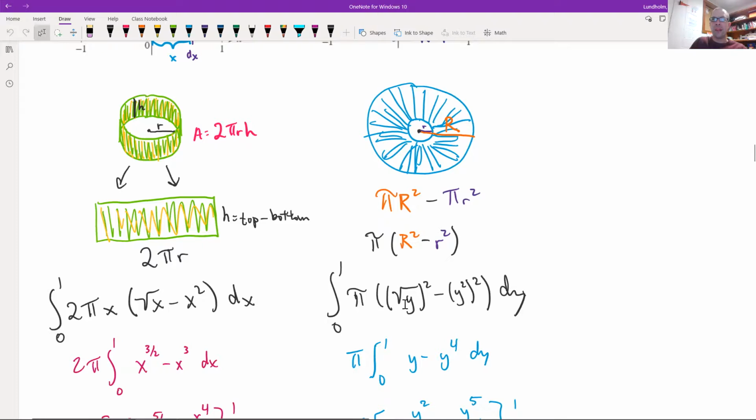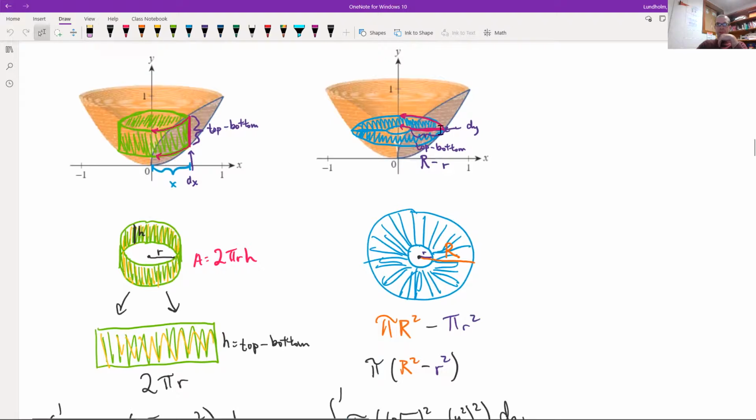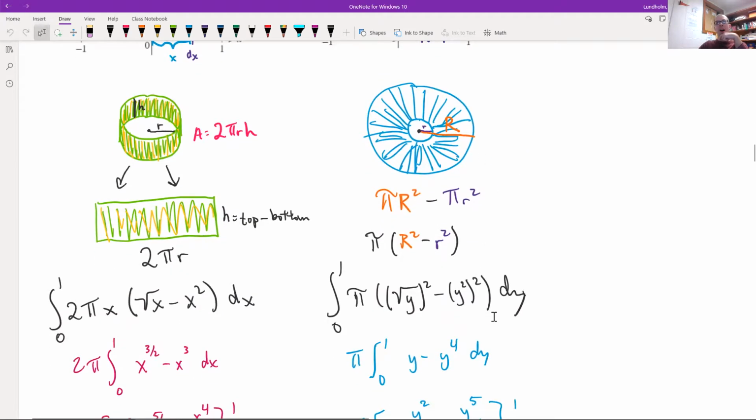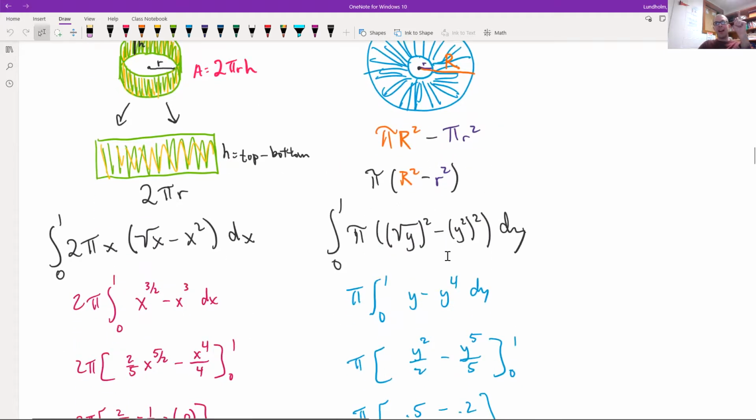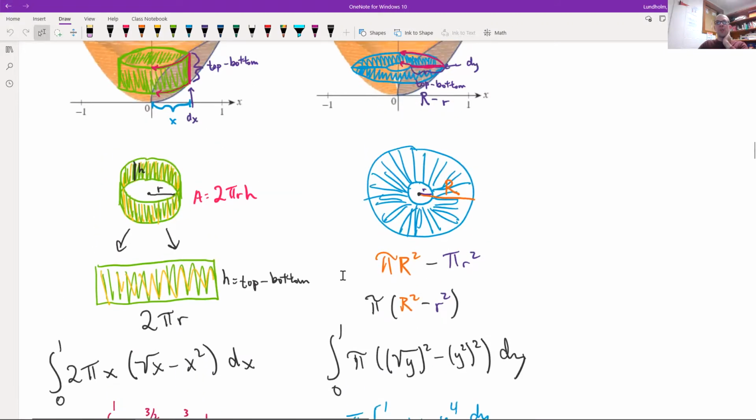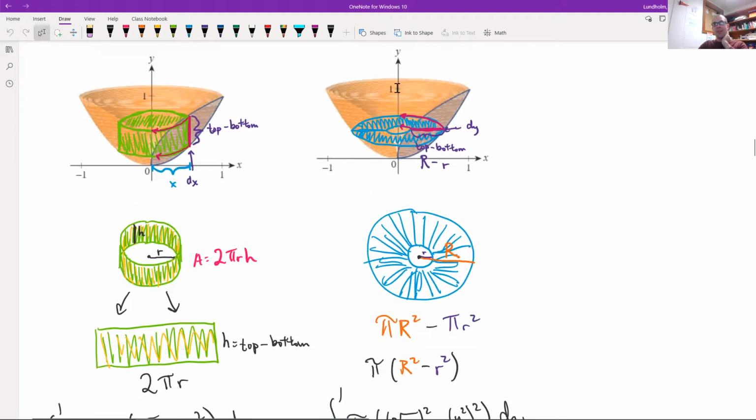So we're always going to be doing the outer radius squared minus the inner radius squared. And we just need to make sure that our little line segment is oriented such that the line segment is perpendicular to the axis of rotation. So this time we're doing dy because our axis is the y-axis. And then again, we're going from 0 to 1. In this case, we're counting this 0 to this 1.